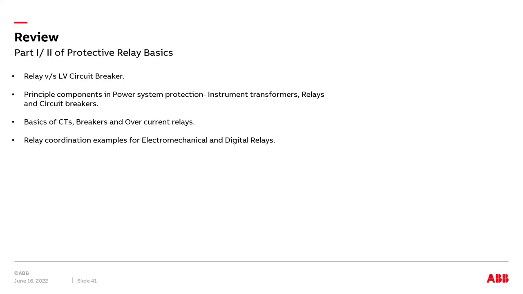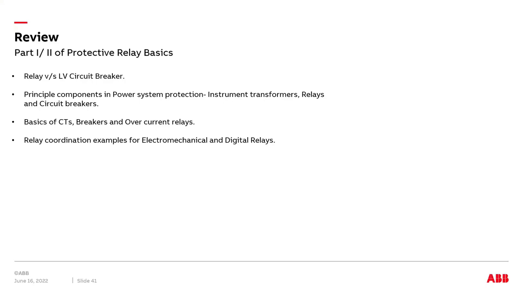So we covered a medium voltage relay versus a low voltage circuit breaker, the operating principles, and the protection applications associated with both of them. Then we also saw ANSI device numbers that are associated with different protection functions, like 50/51 is for overcurrent, 87 is for differential, and so on and so forth.